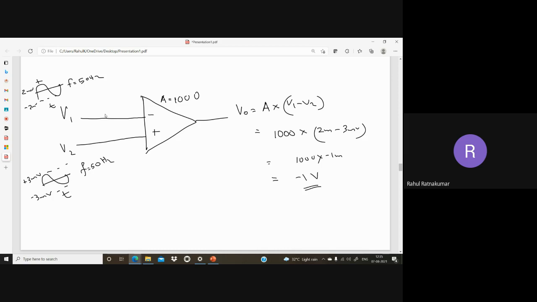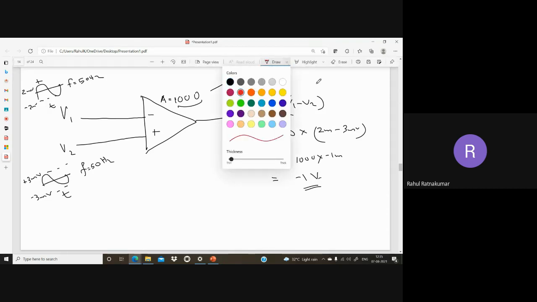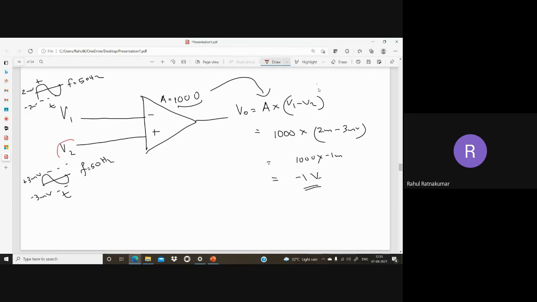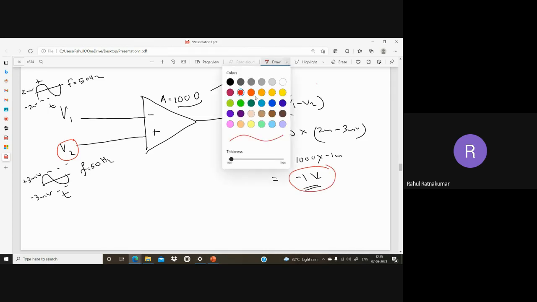Okay, is it clear? We have a gain of 1000, and here we have two voltages: V1, that is 2 millivolt plus and minus sine wave, and V2 is also 3 millivolt plus and minus. So I have a gain of 1000, so gain times the difference between inputs V1 minus V2. Now you can see that if V2 was a higher voltage, if V2 was high, I'm getting a negative voltage. Now let's see if V1 is high, what we'll get.